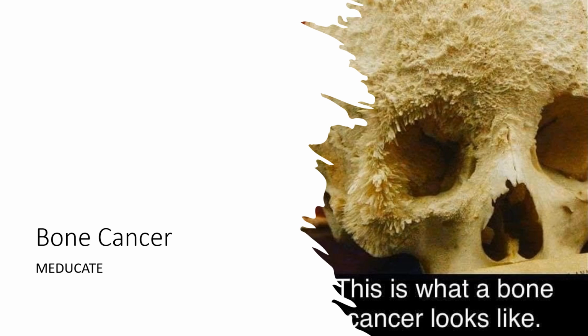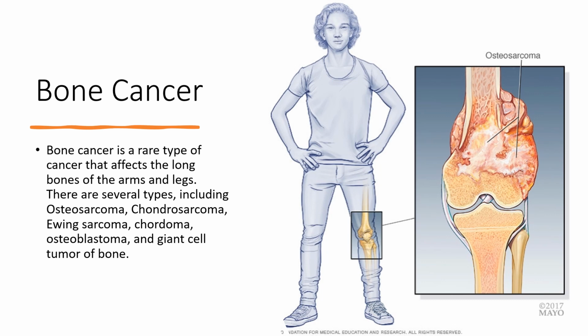So let's get started. Now, bone cancer is a relatively rare type of cancer that starts in the bone tissue. It can develop in any bone in the body, but it most commonly affects the long bones of the arms and legs. There are several types of bone cancer, each with its own unique features and characteristics.